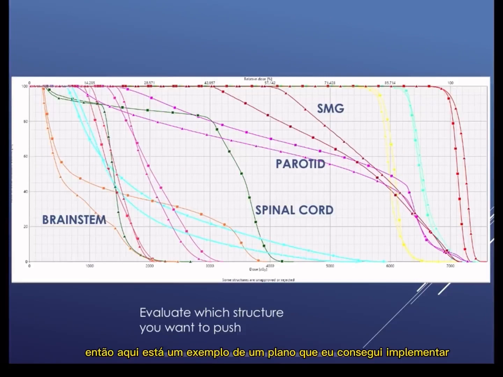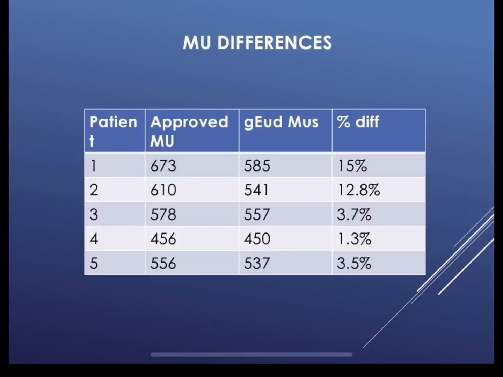So here's an example of a plan that I was able to push. You want to evaluate which structures you need to push because, again, dose has to go somewhere. In this case, I wanted to make sure that my spinal cord and my parotids were much lower. However, I compromised on my submandibular glands, but my brainstem was spared as well. And I was still able to maintain enough coverage.